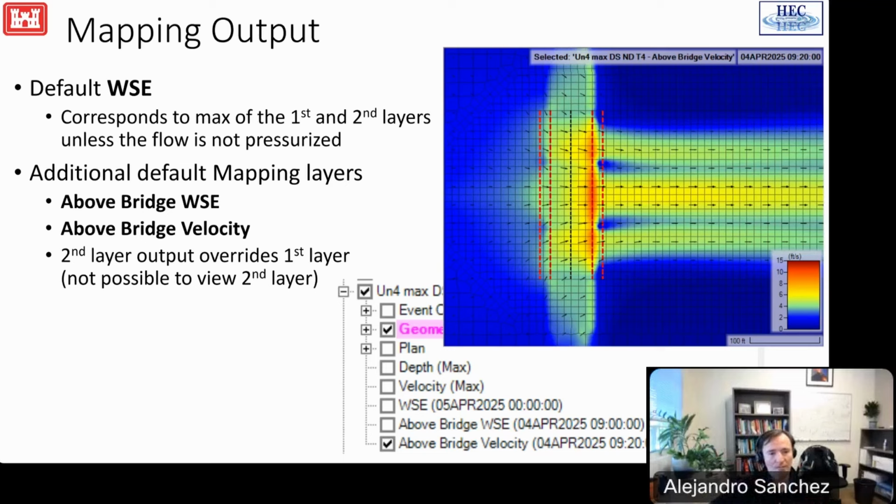So that's what we've done for the default water surface layer. That's right here. We do output 2 additional layers if you selected this method, which are above bridge water surface and above bridge velocity. Now, those data sets are only different at the bridge. Everywhere else, they're the same as the first layer results. And that's so that you can plot a nice smooth mapping result. So there's a lot of data duplication, but compression helps us there. It overrides the second layer results if the bridge is overtopping. If it's not overtopping, then you'll see that it's kind of dry, and it's just letting you know that the deck is dry.